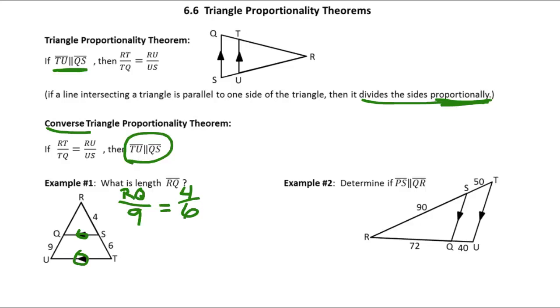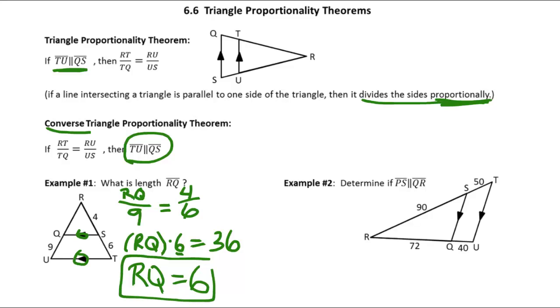And so RQ is my variable. I'm going to use it as one term, so we know that's what I'm solving for. RQ times 6 is going to equal 4 times 9, which is 36. When I divide both sides by 6, I know RQ, which is what I'm solving for, is going to equal 6. And so that's how we figure out what that length will be.